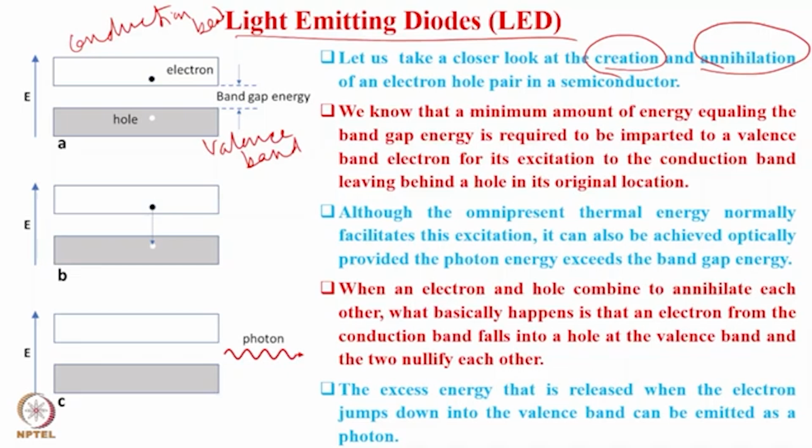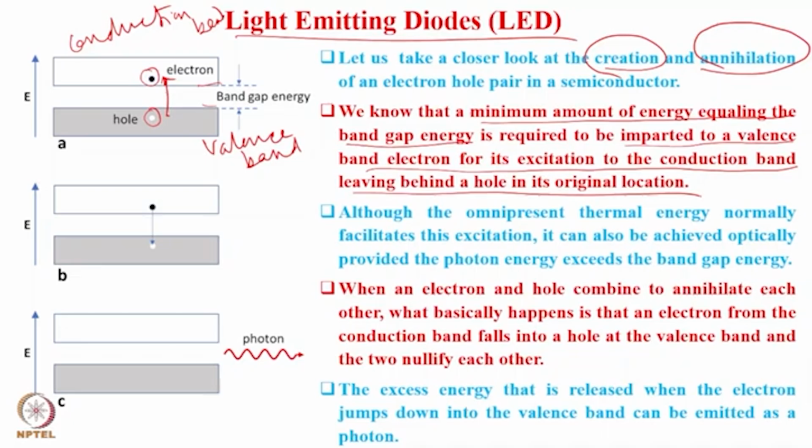So in a semiconductor, it is easy, with a slightly elevated temperature, for an electron to jump from the valence band to the conduction band, thus creating a hole in the valence band, while the electron appears in the conduction band. We know that a minimum amount of energy equaling the band gap energy must be supplied to the electron for its excitation to the conduction band, leaving behind a hole in its original location.